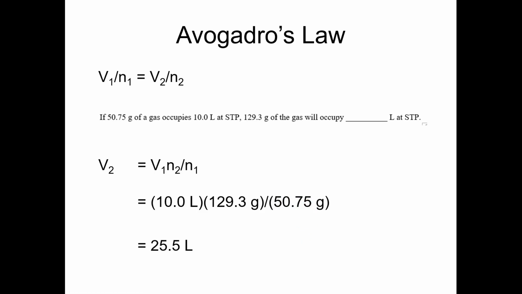It's going to occupy 25.5 liters. Does that make sense? We apply the smell test to our result. Well, I am taking the amount of gas and I'm increasing it by like 2.5 fold, right? Going from about 50 grams to a little over 125 grams is increasing the amount of gas by about 2.5 fold. I increase the volume from 10 to 25.5, which is a little more than 2.5 fold.